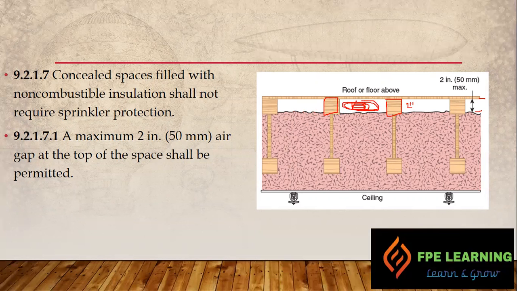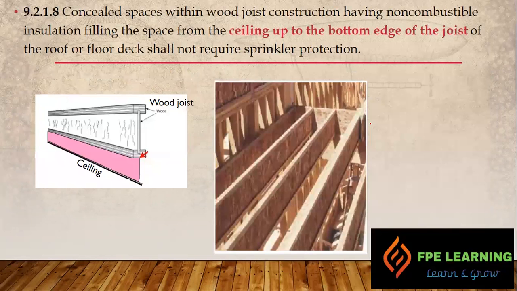Okay, so the next point is 9.2.1.8. It says that a concealed space within wood joist construction having non-combustible insulation filling the space from the ceiling up to the bottom edge of the joist. So this is the bottom of the joist and this is the ceiling. If they are providing non-combustible insulation from the ceiling up to the bottom edge of the joist, we don't need sprinkler protection in these areas.